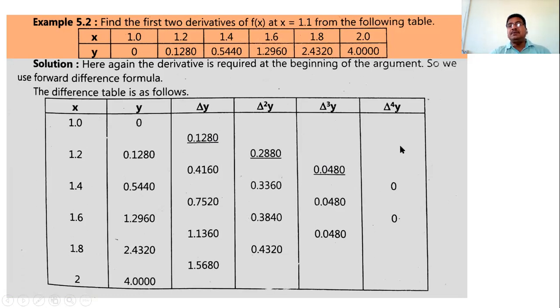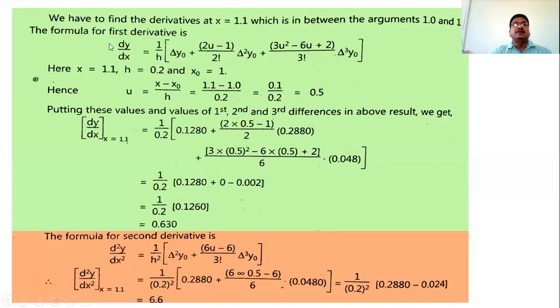No need to write the further difference terms. So this is the general formula: dy by dx is 1 by h [delta y naught plus (2u minus 1) by 2 factorial delta square y naught plus (3u square minus 6u plus 2) by 3 factorial delta cube y naught]. No need to write the further terms of this formula, because the further differences, that is delta raised to 4, delta raised to 5, are all 0.